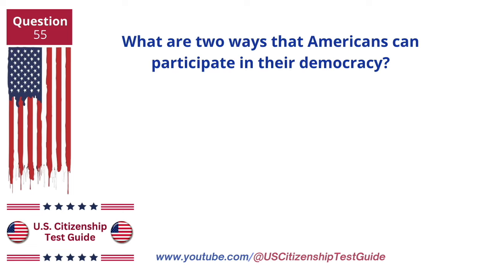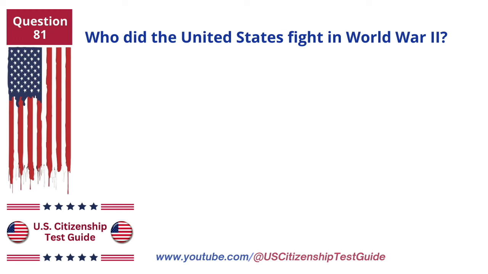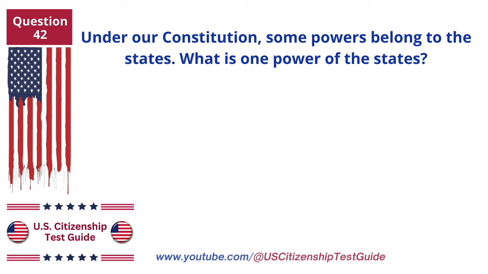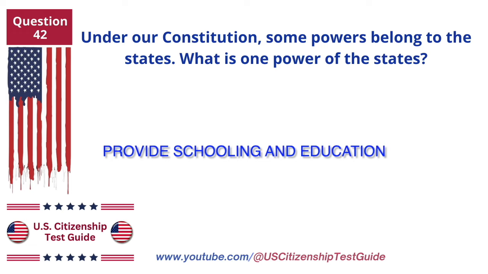What are two ways that Americans can participate in their democracy? Vote. Join a political party. Who did the United States fight in World War II? Japan, Germany, and Italy. Under our Constitution, some powers belong to the states. What is one power of the states? Provide schooling and education.